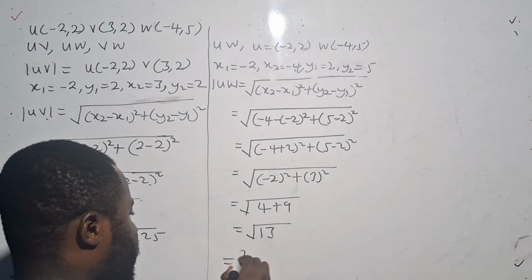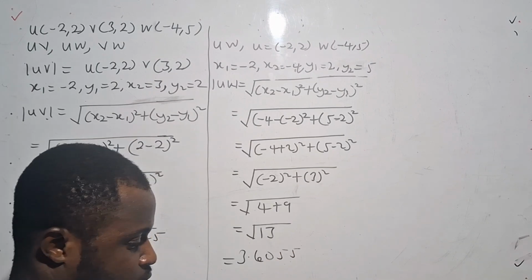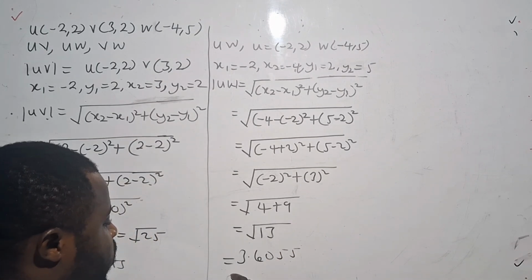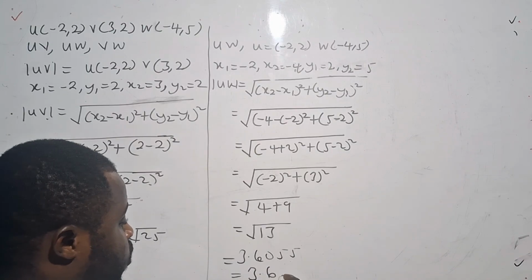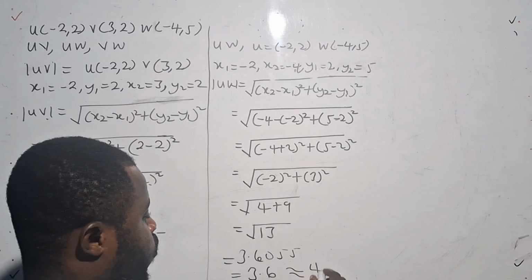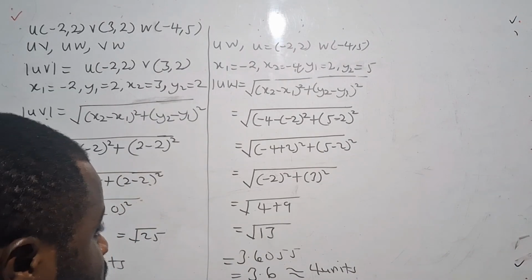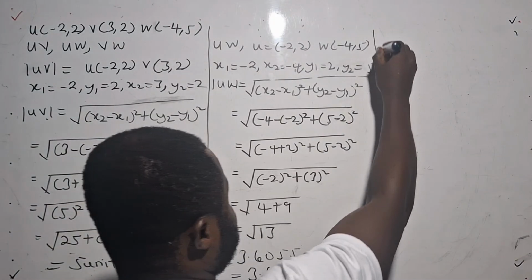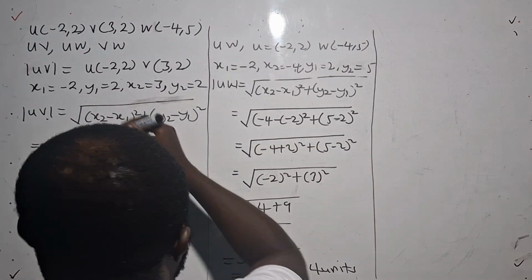Yes, 13, for which the square root of 13 will give us 3.6055. So in one decimal place, I can leave it at 3.6, or I can approximate it to 4 units. Yes, this is the second answer. Now let's look at the third one, which is the VW.